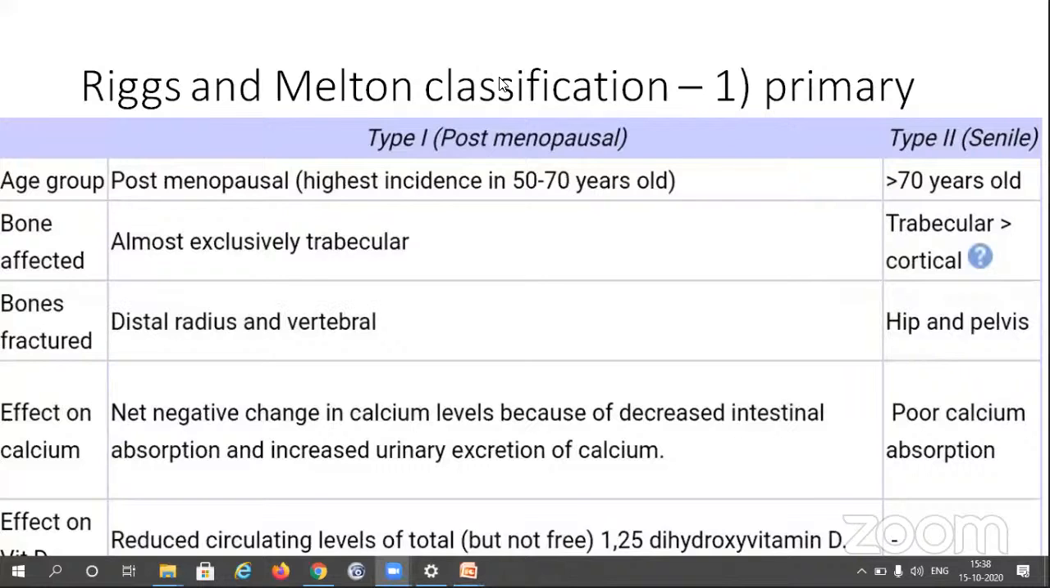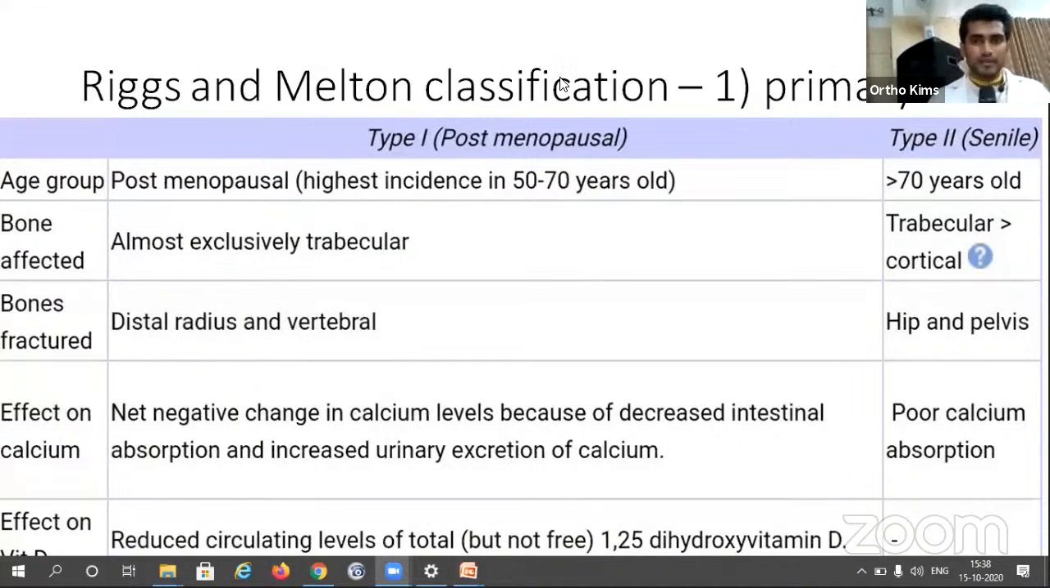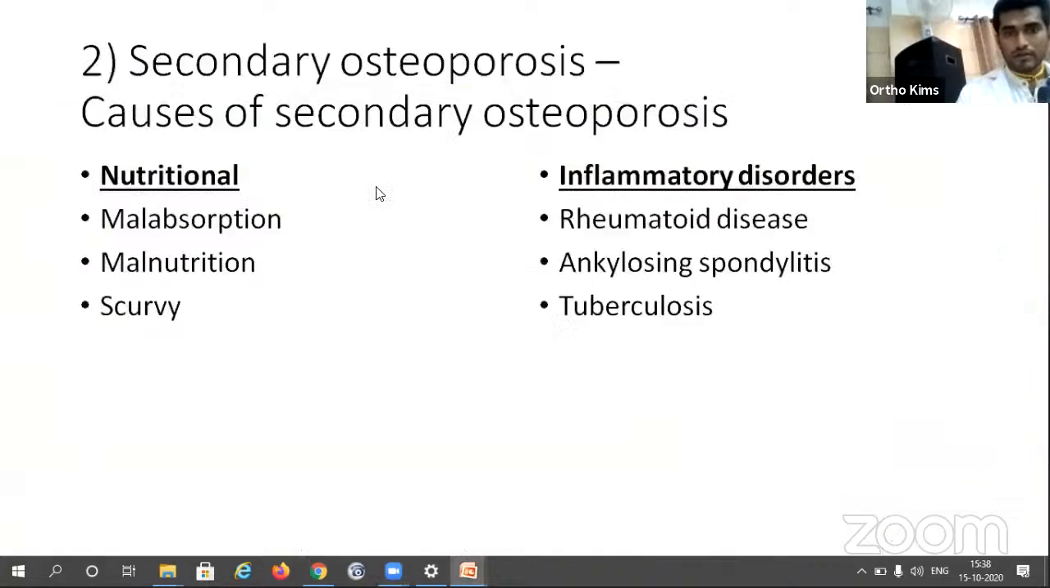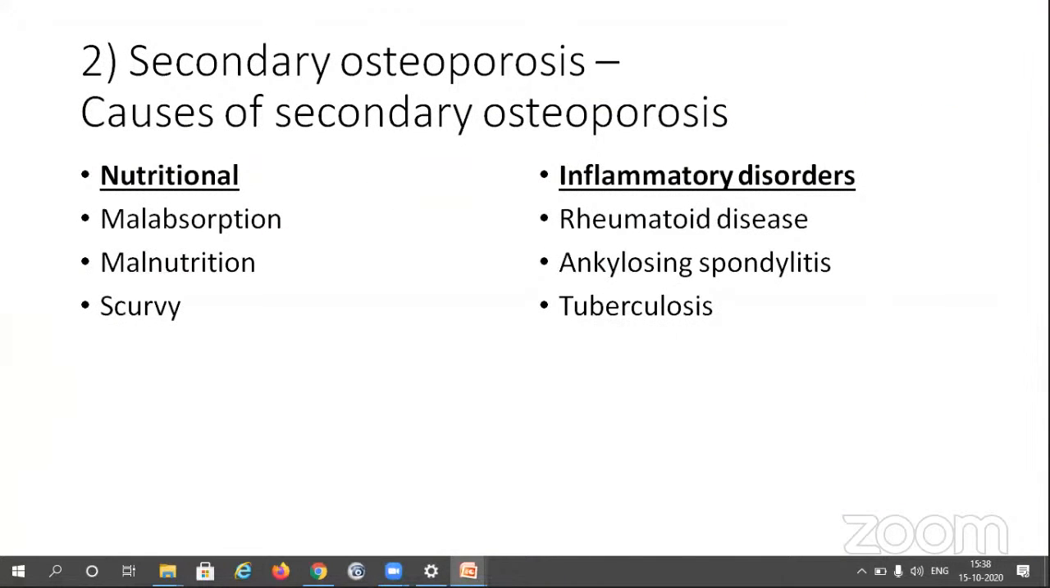Bone fracture Bone fracture. Bone fracture is 1 second. Notes it, that's it. Bone fracture is hip and pelvis, poor calcium and absorption. It's not working. No. Go ahead. Go ahead.